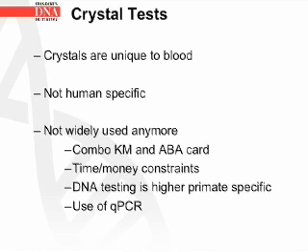Even though crystal tests are unique to blood, they are not human-specific, and they are not widely used anymore. What is more commonly used today are a combination of the Kastle-Meyer test and the ABA card test, and this is mainly due to time and money constraints. Also, with DNA testing and qPCR, these are more specific for higher primate blood.